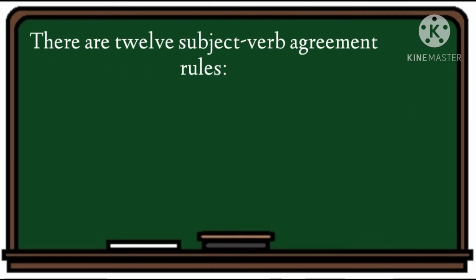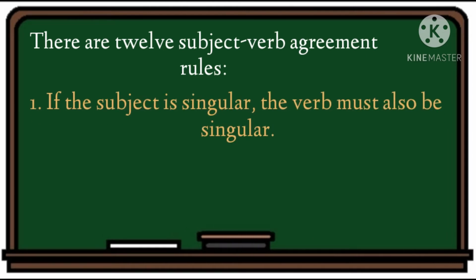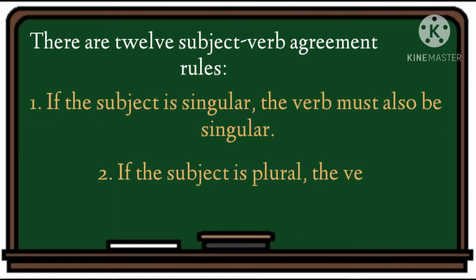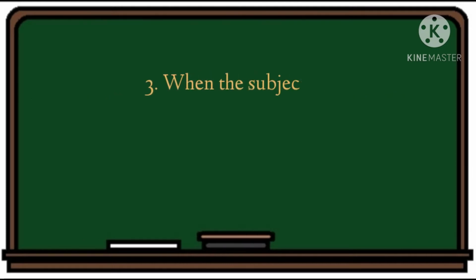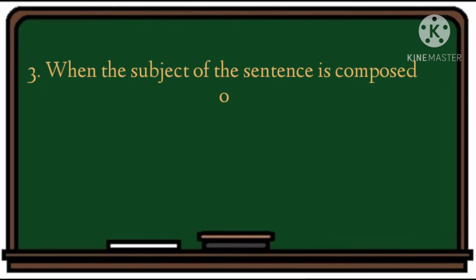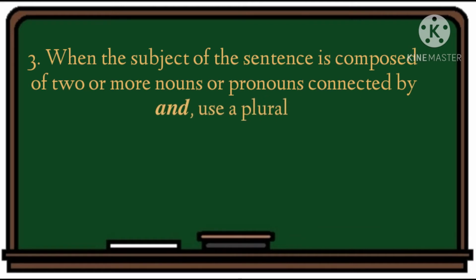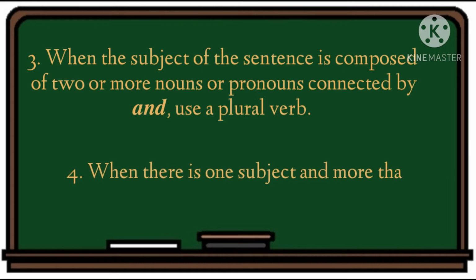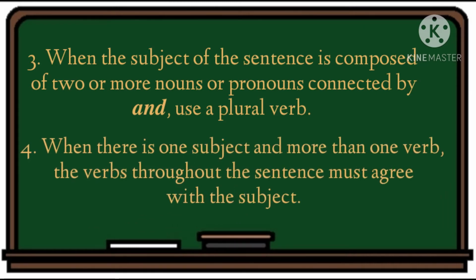Now, there are 12 rules in subject-verb agreement. First, if the subject is singular, the verb must also be singular. Second, if the subject is plural, the verb must also be plural. Third, when the subject of the sentence is composed of two or more nouns or pronouns connected by and, use a plural verb. Fourth, when there is one subject and more than one verb, the verbs throughout the sentence must agree with the subject.